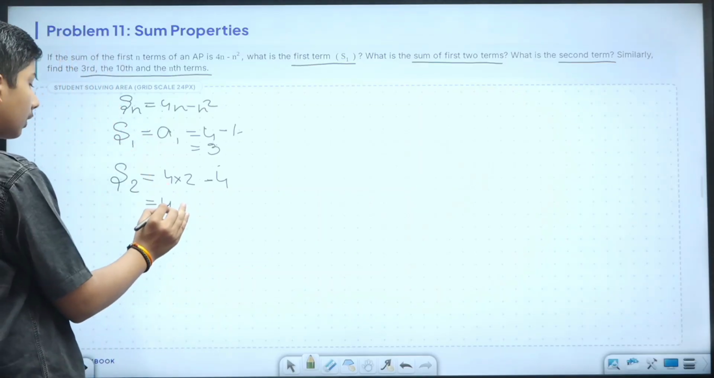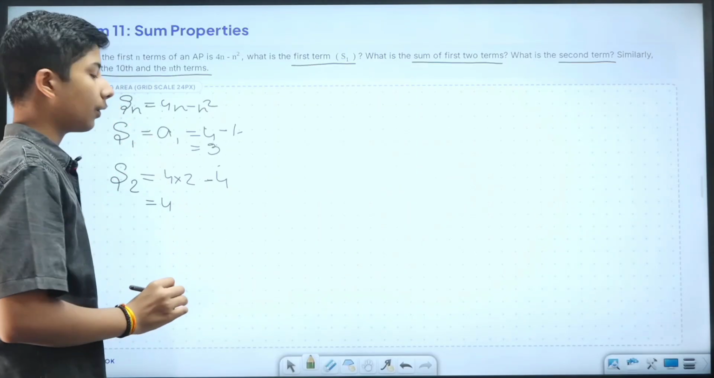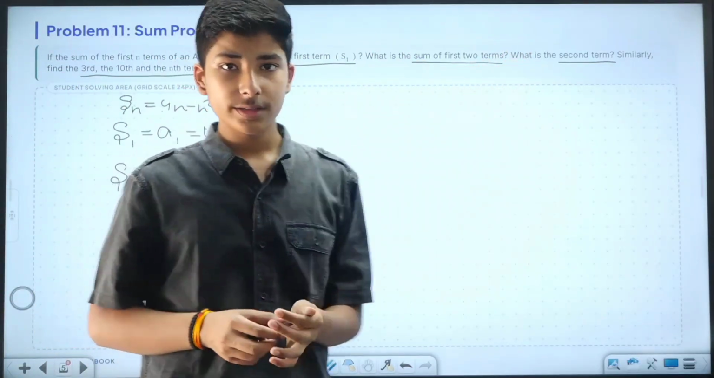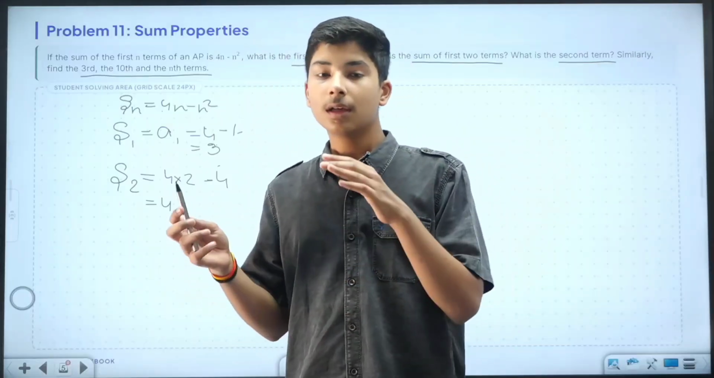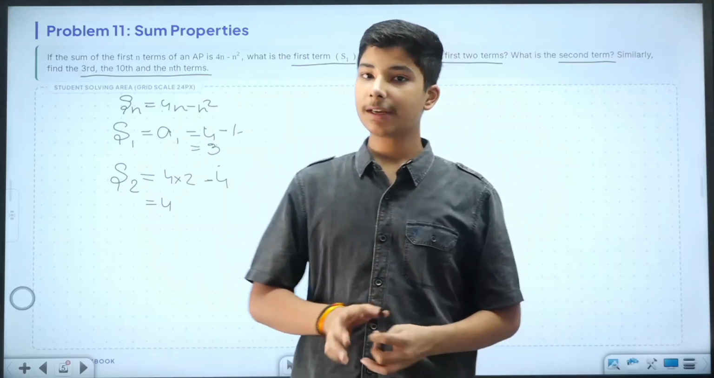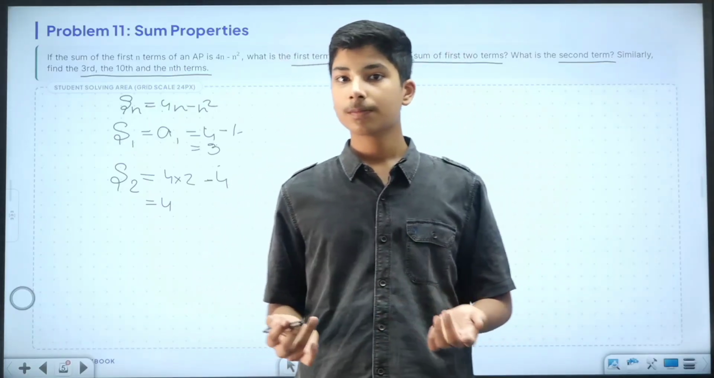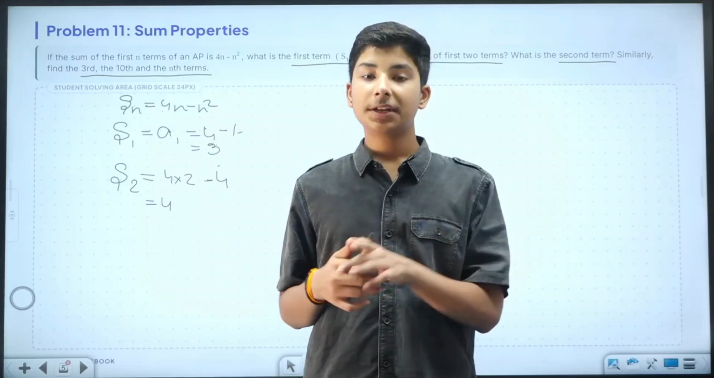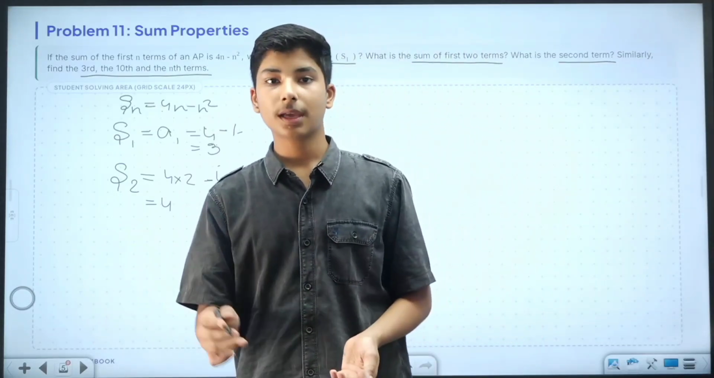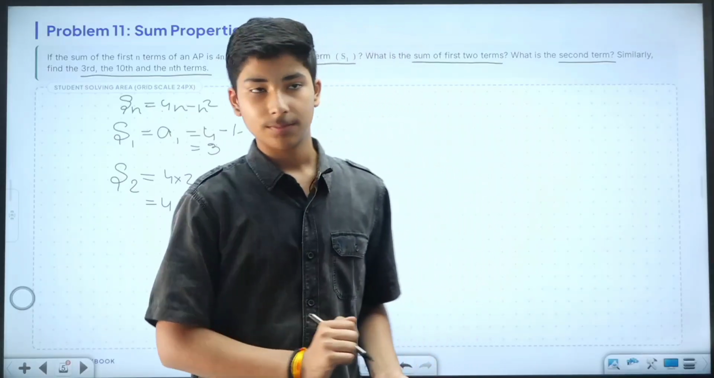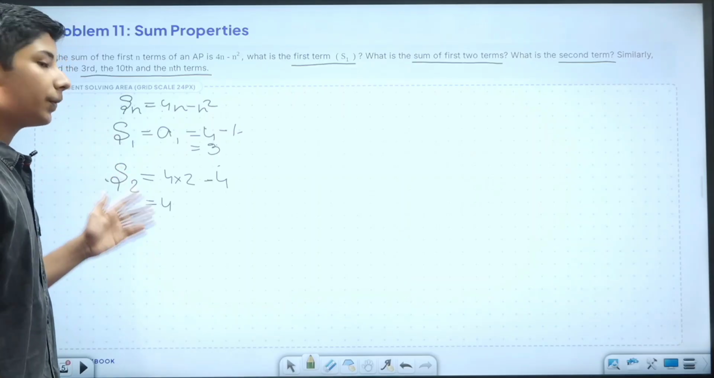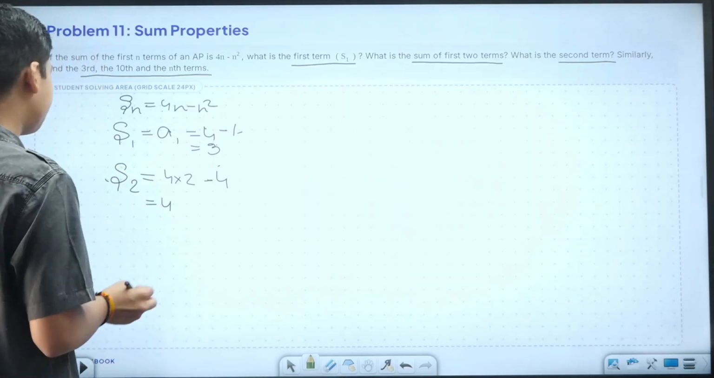Now we have got the sum of the first two terms, and we have got the sum of the first term. Now we have to find out the second term. How do we find the second term? See, if the sum of the first three terms is given and we subtract the first and second terms from it, then we get the third term. How? The sum of the first three terms is first term plus second term plus third term. If the first and second terms are removed, then we get the third term. Similarly here, if we subtract the sum of the first term from the sum of the first two terms, then we get the second term.